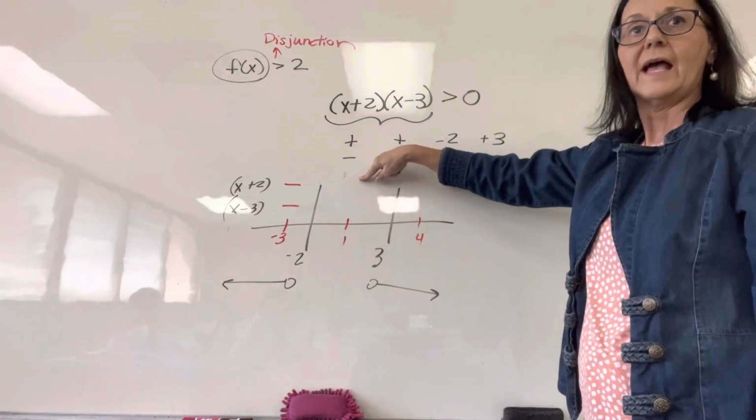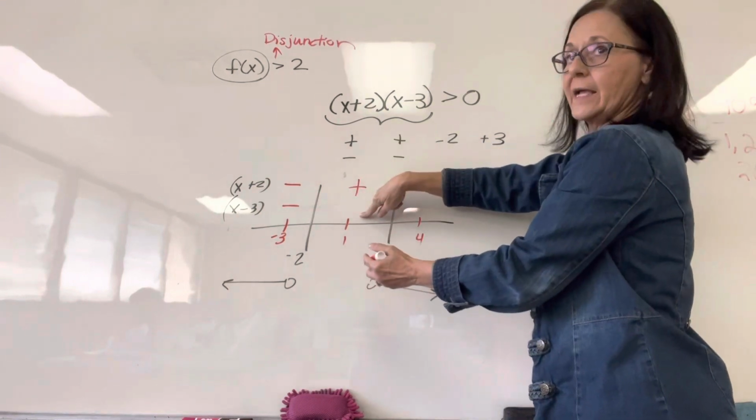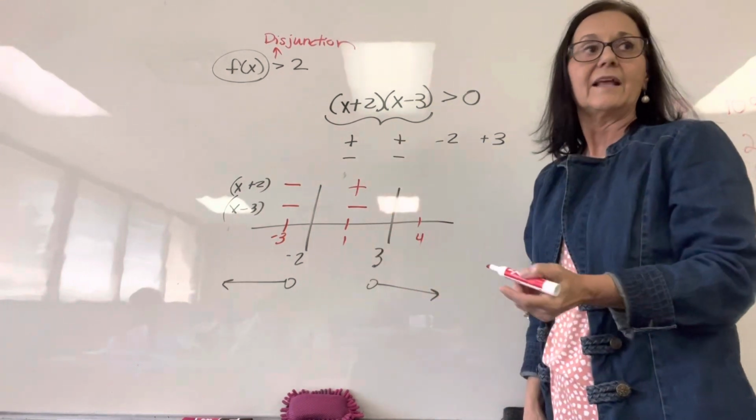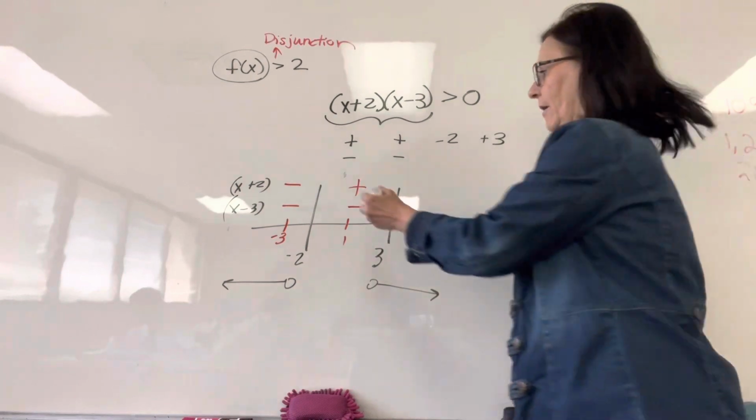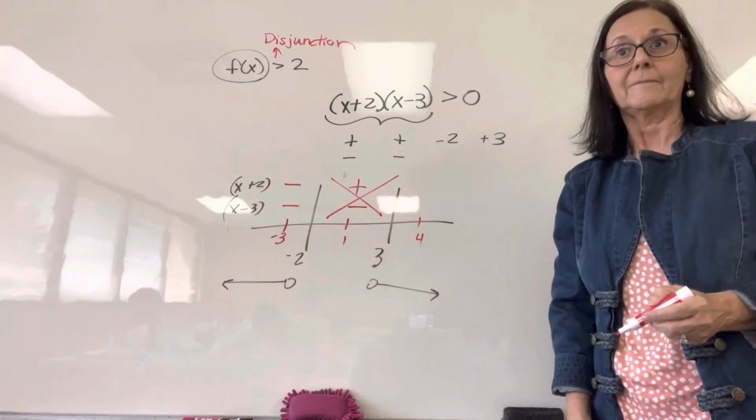What about 1? What happens to x plus 2? It's a positive. x minus 3 is a negative. That's going to give me a negative number. It's going to be less than 0. This range doesn't work. You get what I'm doing?